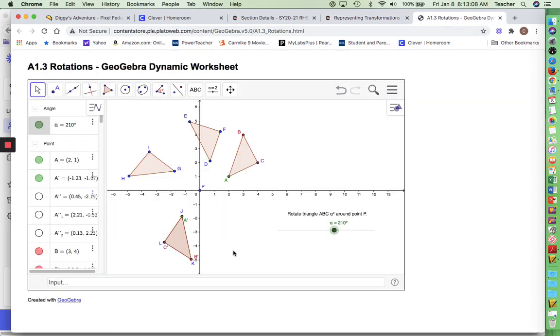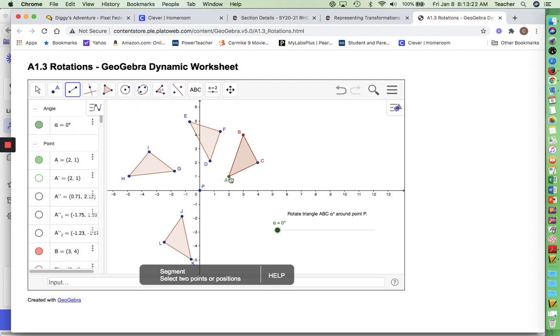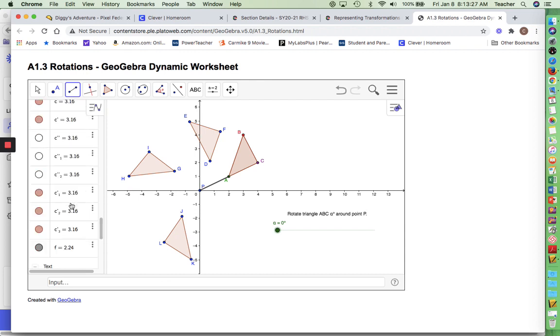All right, so I'm going to slide this on back. The easiest way to do distance is to draw a segment because it'll give you the distance over here in your left side chart. So I'm going to go to the third icon and select segment. I'm going to draw a segment from A to P, and come over here. It looks like it is 2.24.